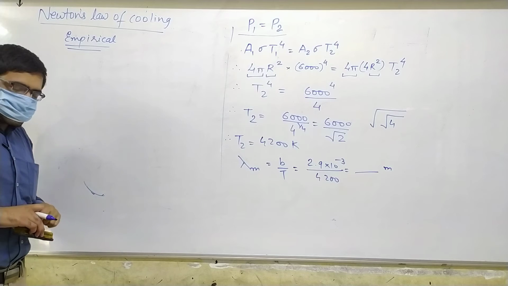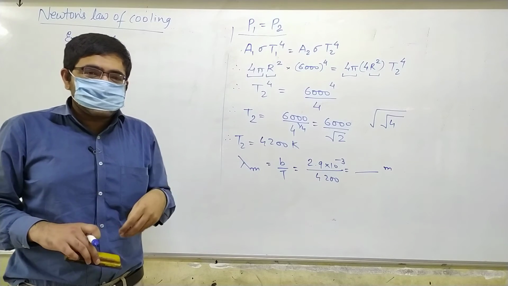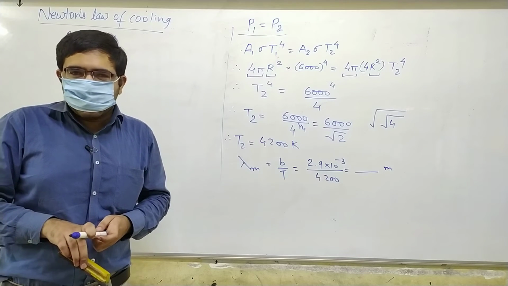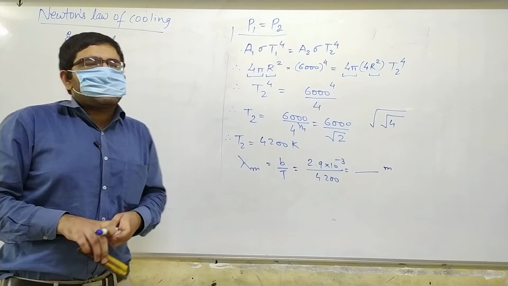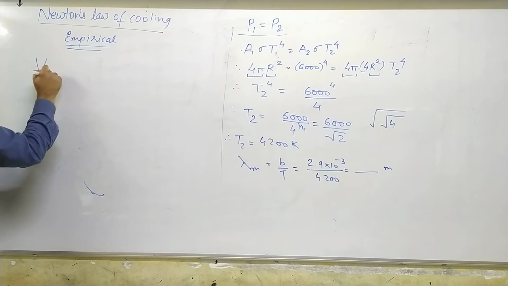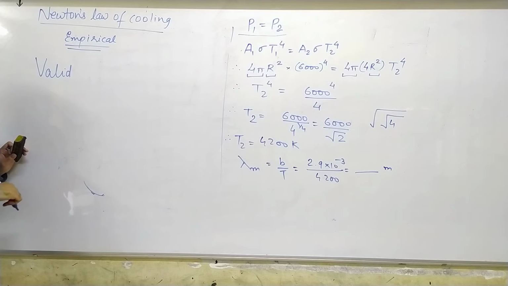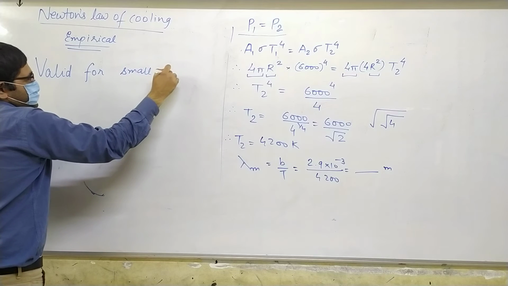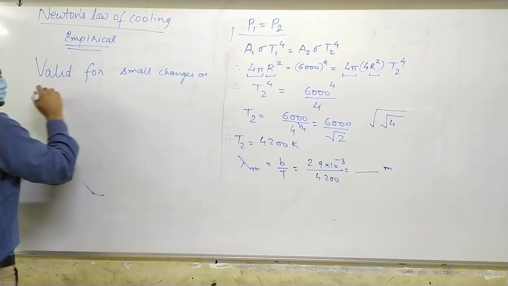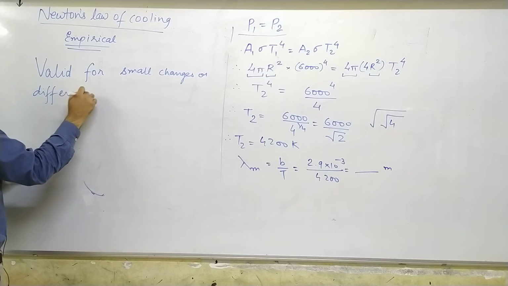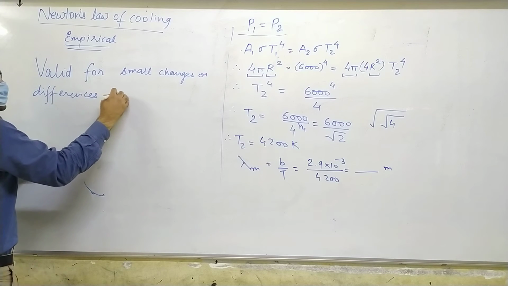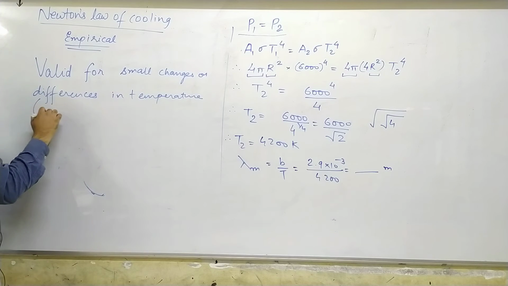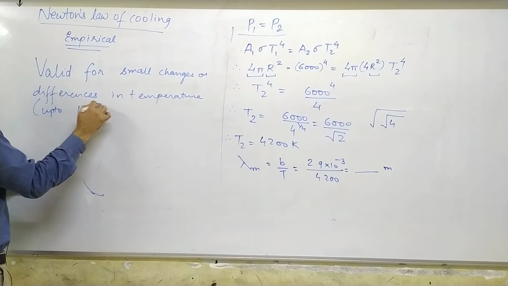Now there is the fact that this law is not so accurate, right? There is error in the law. But it is still valid, it is good enough to be used. It is valid for small changes or differences in temperatures. Small changes or differences in temperature, for example, typically up to about 100 degrees Celsius.